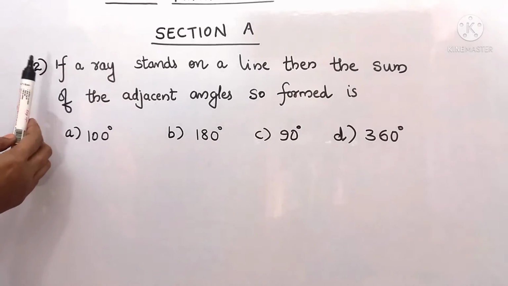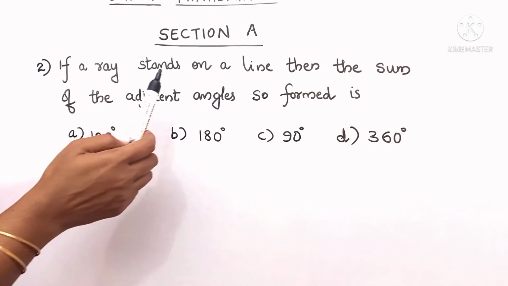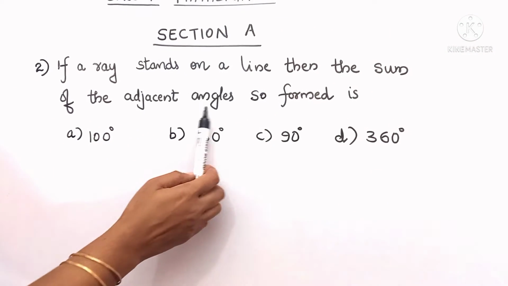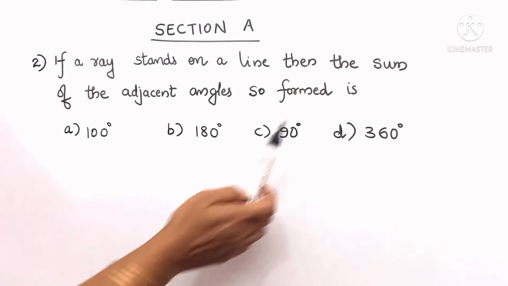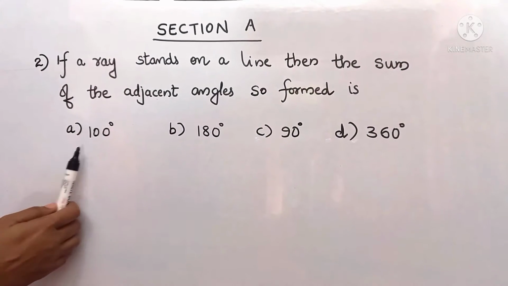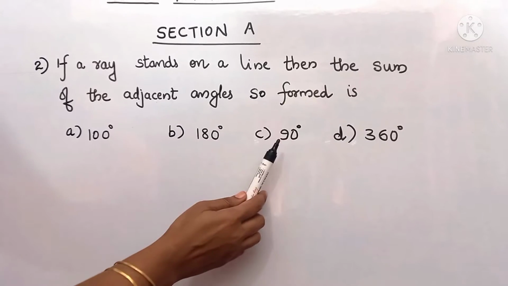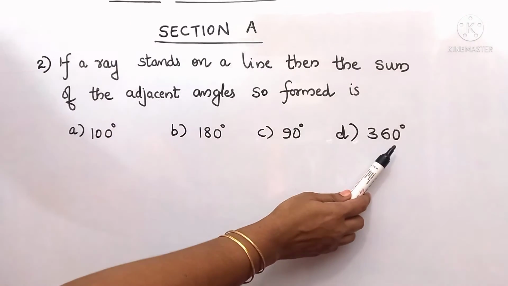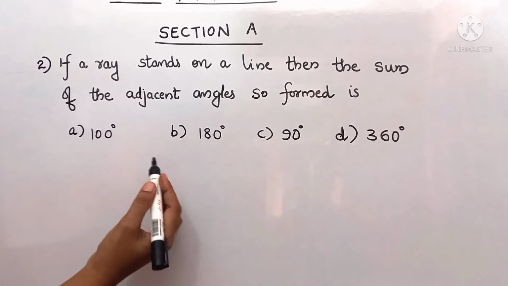The second question is: if a ray stands on a line, then the sum of the adjacent angles so formed is: option A, 100 degree; option B, 180 degree; option C, 90 degree; option D, 360 degree. We have to select the correct answer.